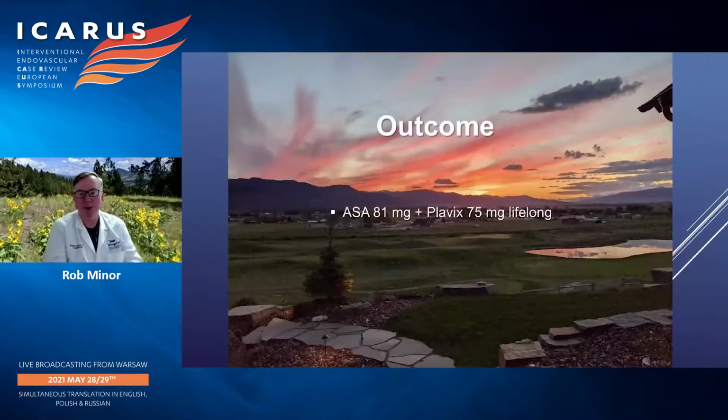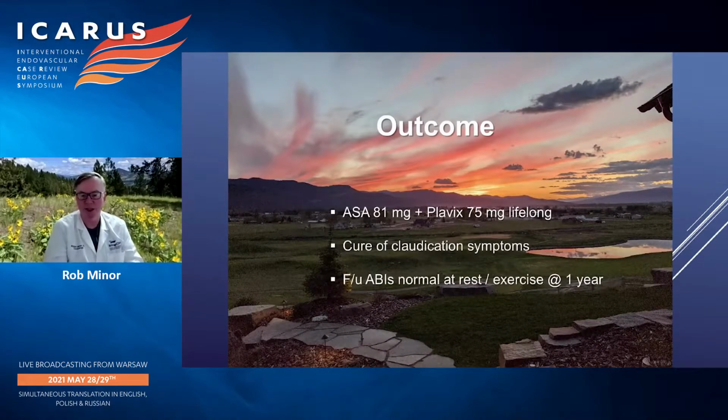Outcome was good in this patient. I'm asking him to remain on dual antiplatelet therapy lifelong. He's had a cure of his claudication symptoms, and at 1 year has normal ABIs at rest and exercise. However, he hasn't quit smoking, and as you may know, Montana is Marlboro Man country.